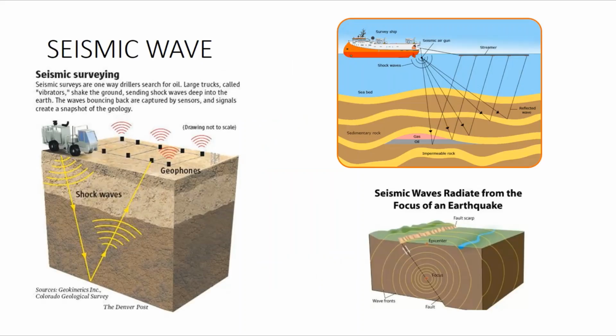Seismic wave is the wave energy that travels through the Earth's layers. The source of the energy can be an earthquake, vibrator, air gun, or anything else that can vibrate and make the Earth shake. Seismic wave is a mechanical wave because it needs a medium to travel, and particles in the medium will oscillate when the wave passes through.